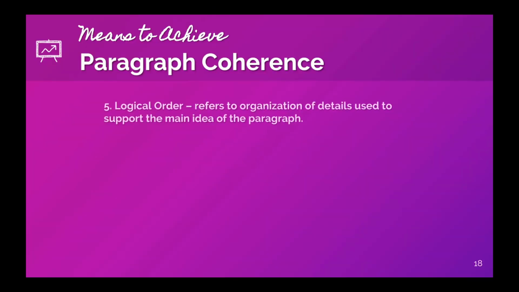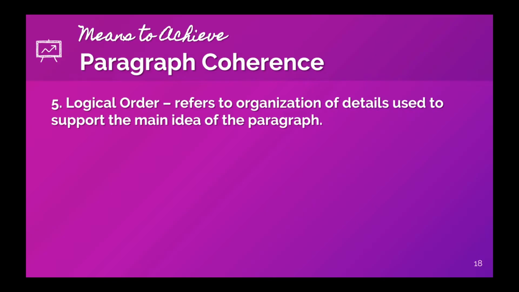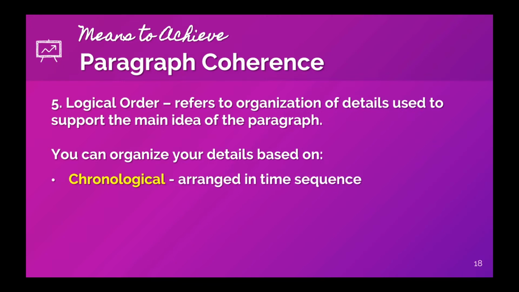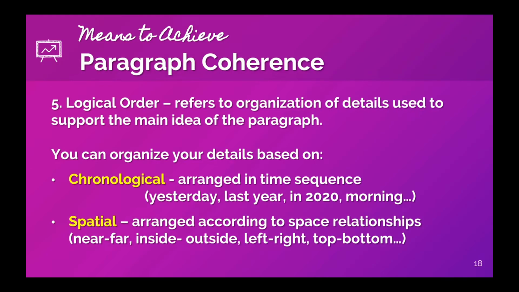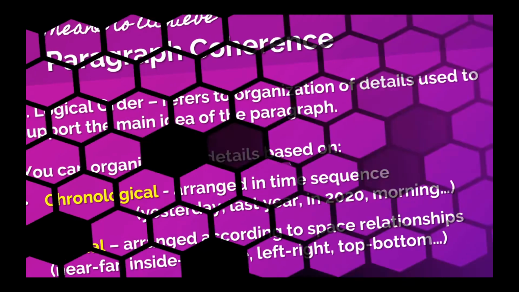And finally, one way to achieve paragraph coherence is by observing logical order. This refers to the organization of details used to support the main idea of the paragraph. You can organize your details based on this. First, by chronological order, or arranged by time sequence. You can use words like yesterday, last year, in 2020, in the morning, in the afternoon. Basically about time. Spatial, from the word space, is arranged according to space relationships like near, far, inside, outside, left, right, top, bottom. I believe that's very self-explanatory.